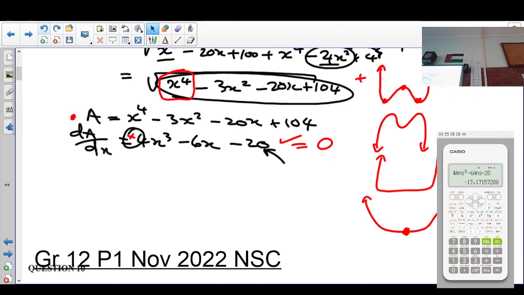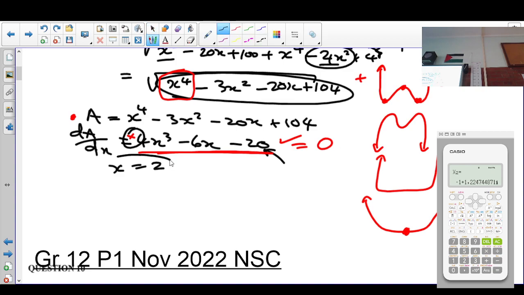So what we do is we say, okay, we need to find the x values at which this turning point occurs. So it's set equal to 0 and solve for x. So if you program a calculator to solve a cubic function, that will be 4, 0, negative 6, and negative 20. So that gives you x is equal to 2, or x is equal to, as you can see, there's an i, which is imaginary, which means to say it only has one x value at which the minimum occurs.